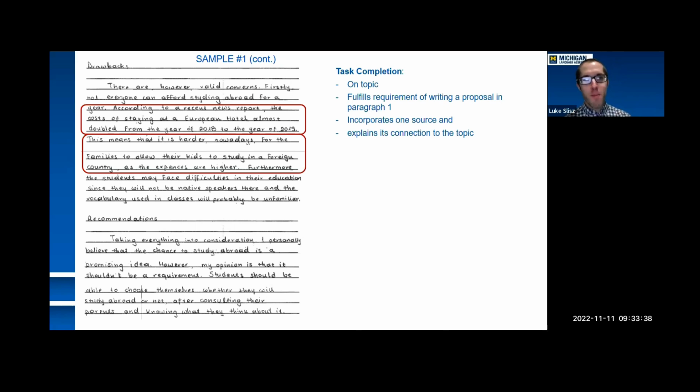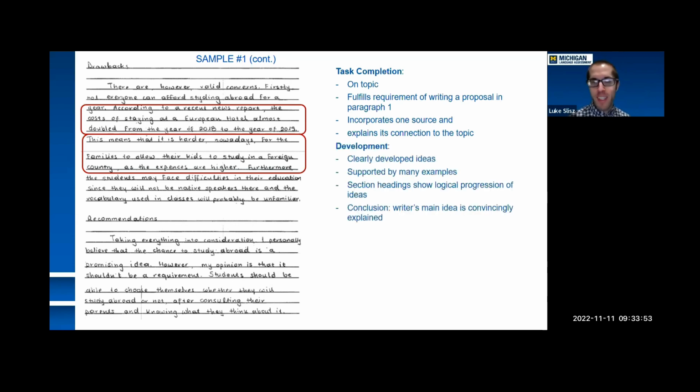So here they're talking about the drawbacks of studying abroad. And they explicitly state that the rising prices make it harder for certain students to actually afford to study abroad, which creates a very difficult situation for them. So they do a good job of integrating the source and giving it some context to further develop the argument they're trying to make. So that ties into their development here.